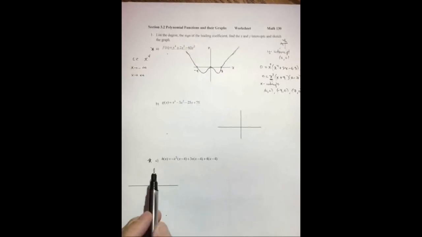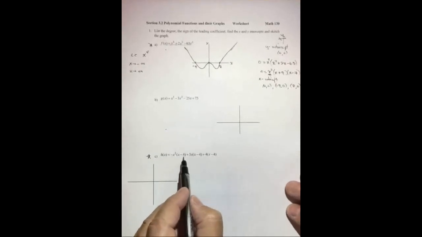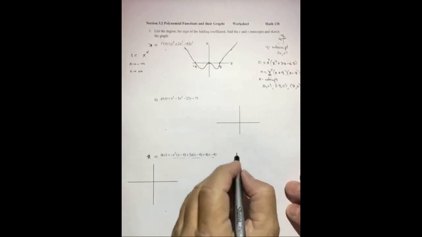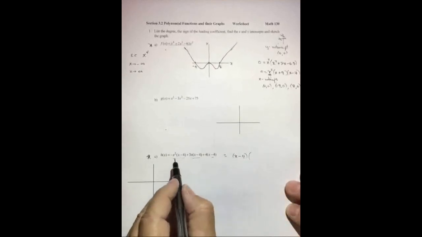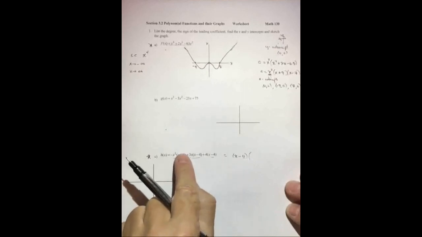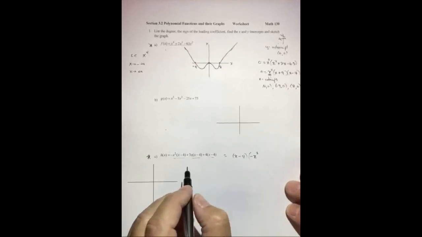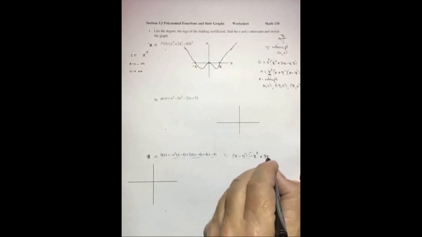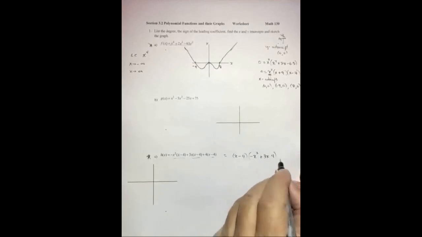All right, let's go down here and look at C. C looks really tough, but it's an illusion. If you look at this, I've got 1, 2, 3 terms, and each term has a common factor of x minus 4. If I take an x minus 4 out of the first term, I'm left with minus x squared. If I take an x minus 4 out of this term, I have a 3x. And if I take an x minus 4 out of this term, I have a 4.